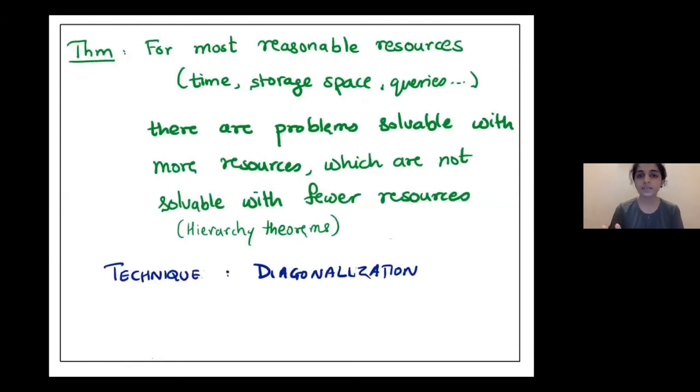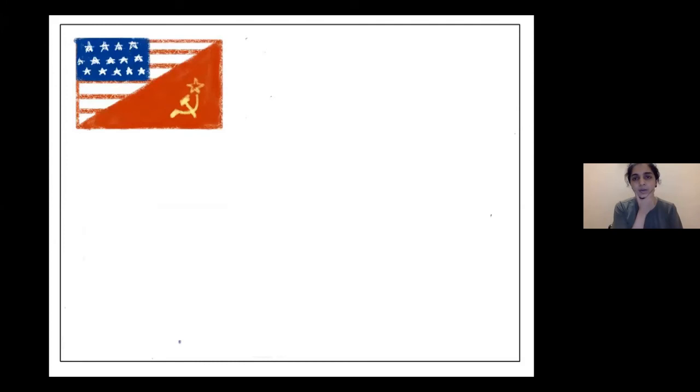For most resources, hierarchy theorems are known, which say that there are problems solvable with more resources which are not solvable by fewer resources. These statements are only existential. So we only know that there exist problems that are solvable by more resources which are not solvable by fewer resources. This is provably true unconditionally, but only in terms of the existence of such problems. And these proofs are classical by now in computer science, and proceed by diagonalization.